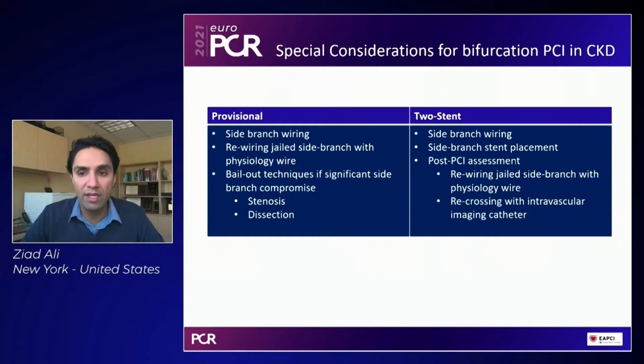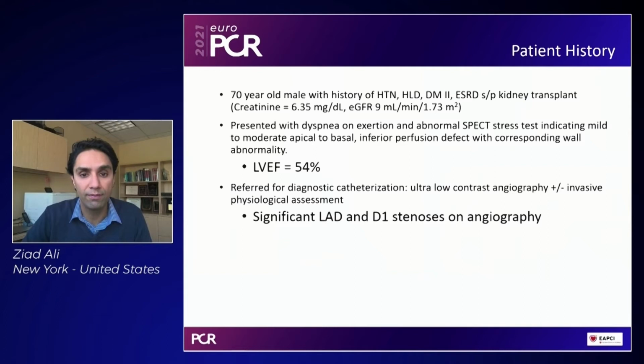Well, there are some special considerations for bifurcation PCI and CKD. Provisional stenting requires side branch wiring and rewiring the jailed side branch with a physiology wire, and bailout techniques if there's significant side branch compromise, including stenosis and dissection. In a two-stent strategy, side branch wiring, side branch stent placement, and post-PCI assessment with rewiring of the jailed side branch with a physiology wire can be challenging. And of course, recrossing with an intravascular imaging catheter can also be challenging.